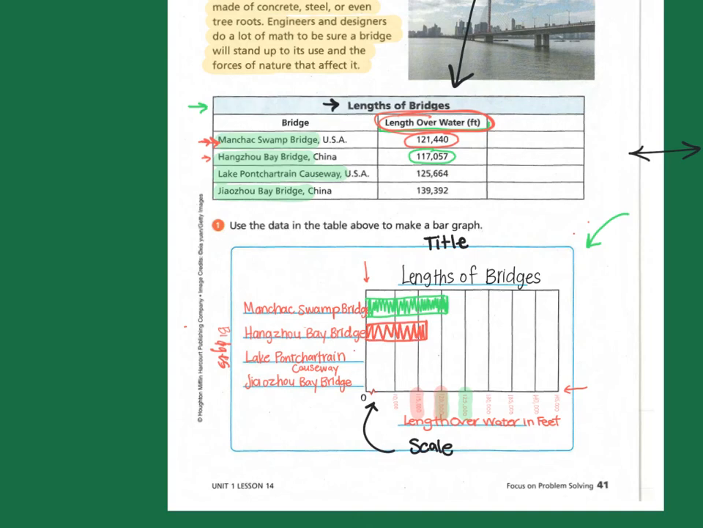I've completed 2 of the bars for this graph. For the rest of today, what I would like you to do is finish the bars for the Lake Pontchartrain Causeway and the Jiahouse Bay Bridge. I'm going to be checking tomorrow to make sure that everything that I have written, you've also written on your page. Great work today.